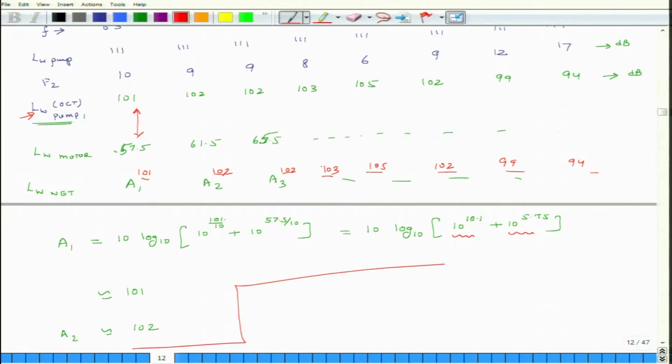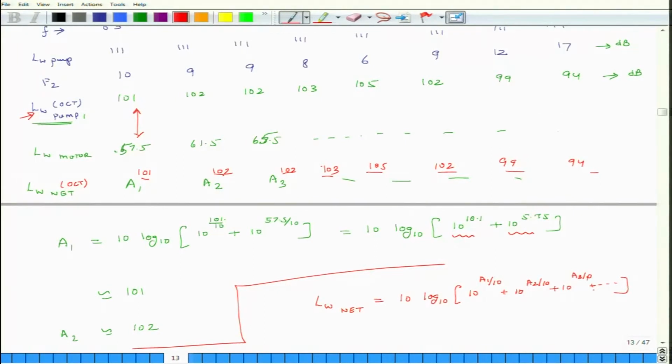One way I can compute is LW net, in octave bands. So, what is our goal? I have to compute LW net. It is 10 log of 10 to the power of A1 by 10, plus 10 to the power of A2 by 10, plus 10 to the power of A3 by 10.